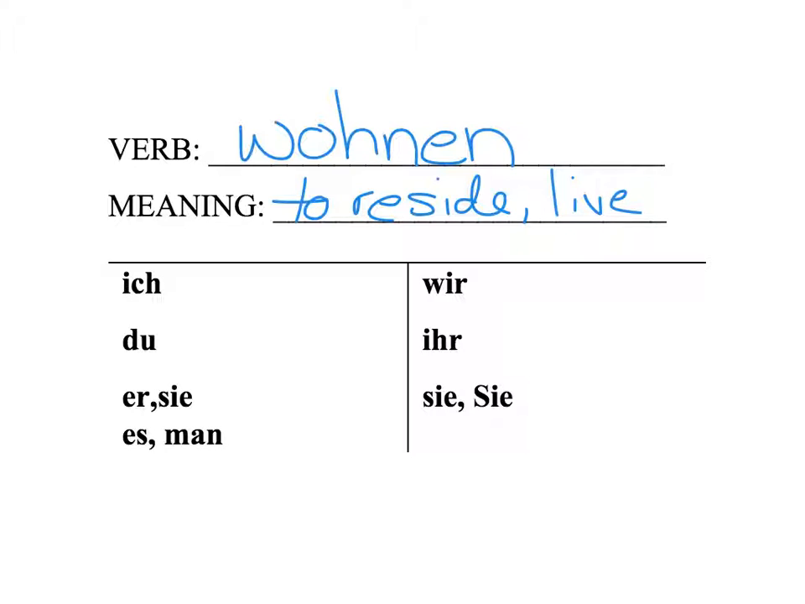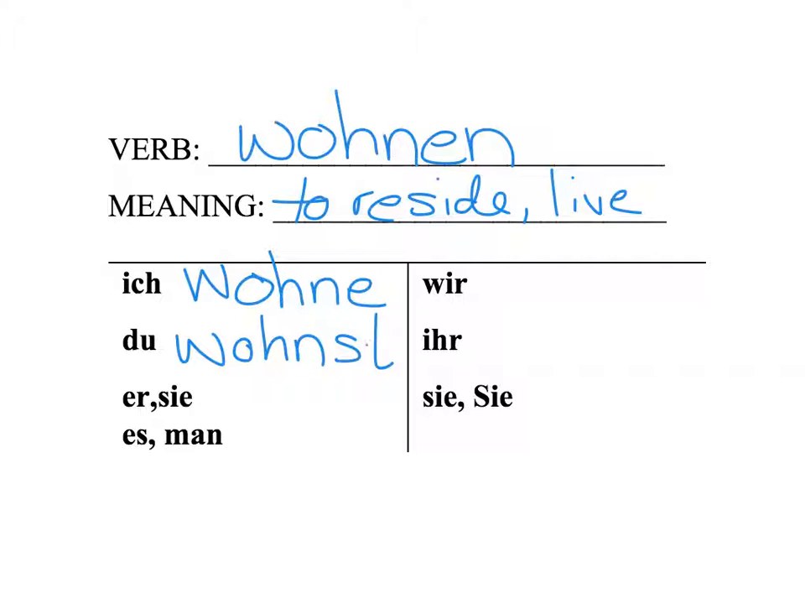Okay? But this is, again, nice and normal, so what are we getting rid of first? EN. So ich is going to become what? Wohne. Everybody, wohne. What about du? Wohnst. Er, sie, es, man? Wohnt.